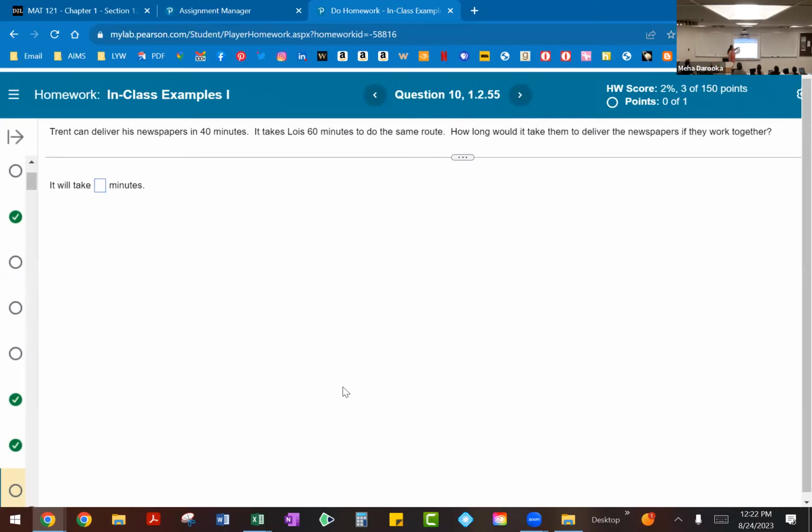And then they're saying it takes Louis 60 minutes to do the same route. So two different people, two different timings. So the question is, how long would it take them to deliver the newspapers if they work together? So this one is based on performing one task, which in this case is delivering newspapers. And it's based on speed, how quickly they get this done. So the way you set this up is, let's see how it is.